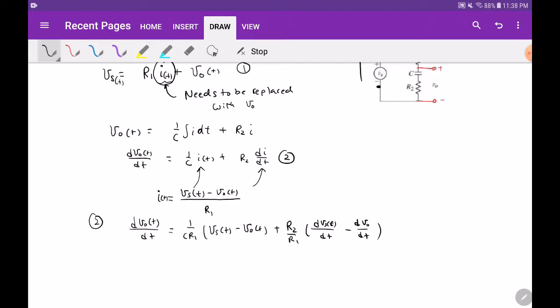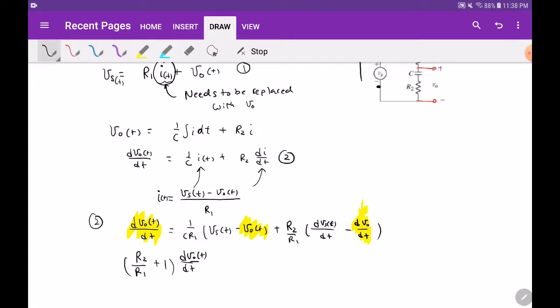So now I'm going to collect terms. I have almost everything I need. I see that I have a V out right here, right here, and right there. I'm going to collect those terms and put them on the left hand side, writing from the highest order term, which is dV over dt, first. So I have R2 over R1, positive, plus 1, times dV out over dt on the left hand side.